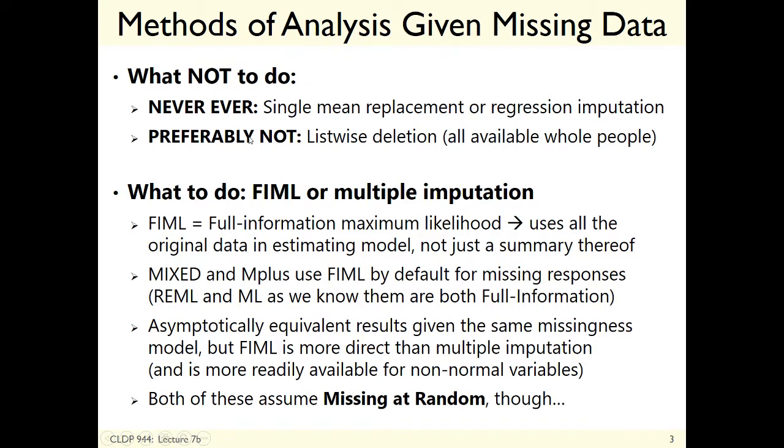So things not to do and what to do. Never, ever, ever, ever, ever do any kind of imputation that involves one round. So in SPSS, for instance, there are options for doing single mean replacements for missing data, or what's called a regression imputation. You cannot fill in missing values without considering some kind of error in the process. It's totally cheating and you can never do it. Preferably not is listwise deletion. Whenever possible, you want to try to use whatever data you have and not get rid of whole people. Now that being said, sometimes you end up getting rid of whole people because of the model that you're running.